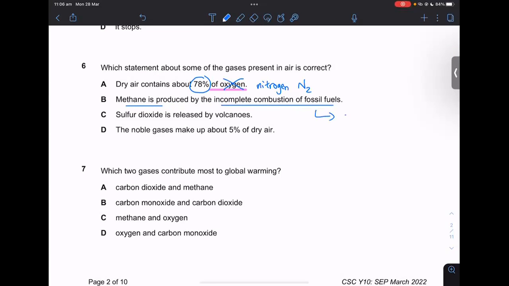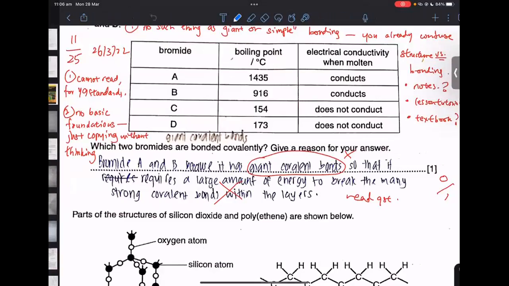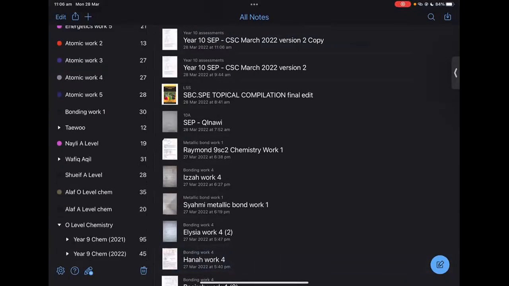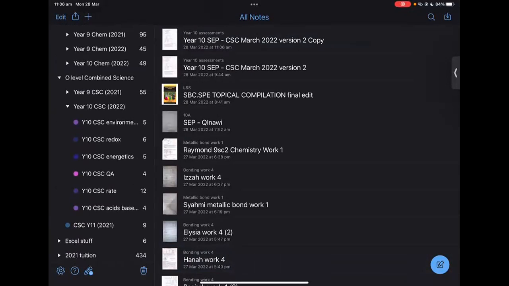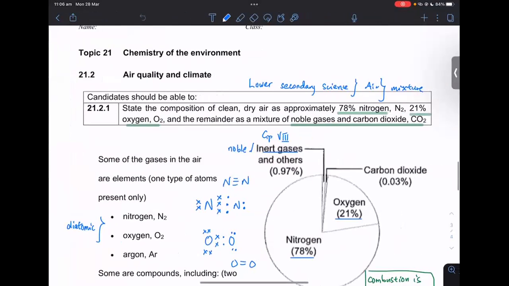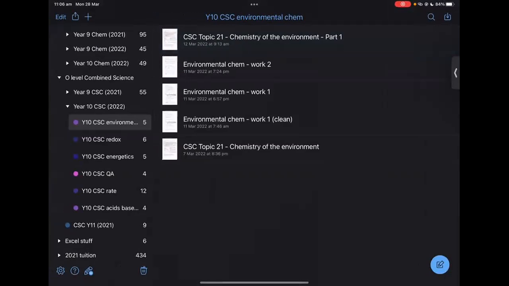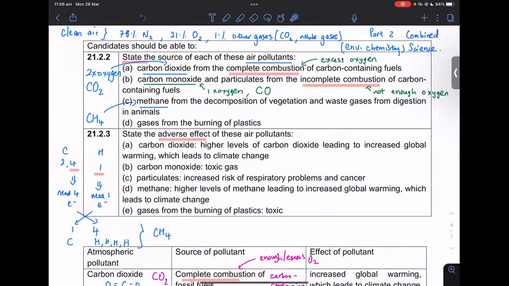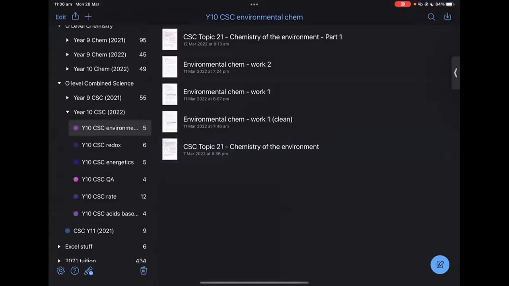Methane is produced from vegetation, decay of vegetation matter, as well as livestock farming. Incomplete combustion of fossil fuels gives you carbon monoxide. This one is straight from environmental chemistry. Very, very recent topic, which unfortunately some people didn't do the work, and therefore they don't understand what is going on at all. So where was it? Environmental chemistry. So these were the very last lesson we did 2 weeks ago. So there was carbon monoxide from incomplete combustion of carbon-containing fuel. Methane is vegetation decomposition, and waste gases from animals' digestion.